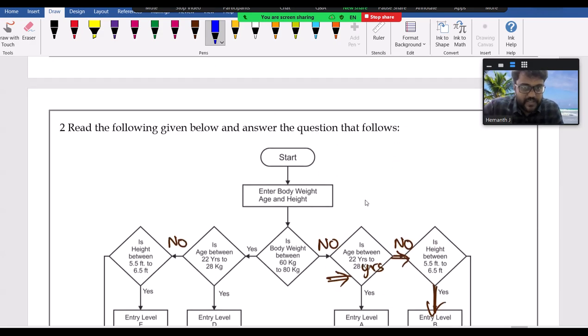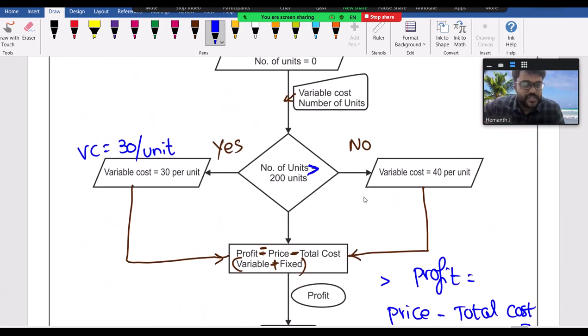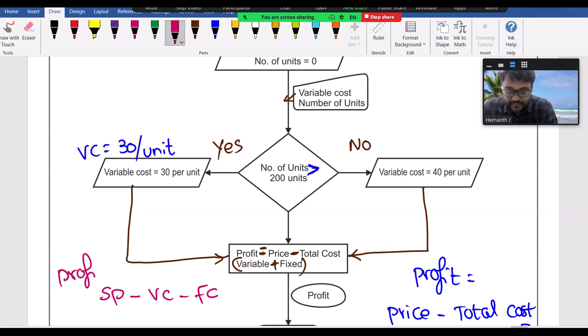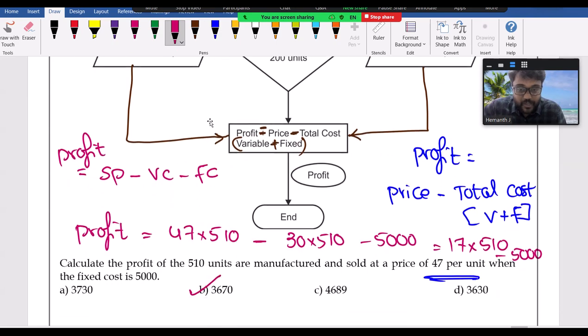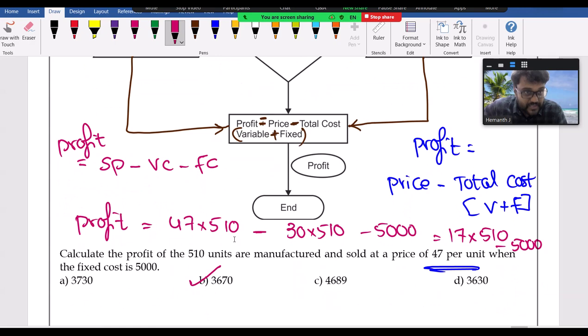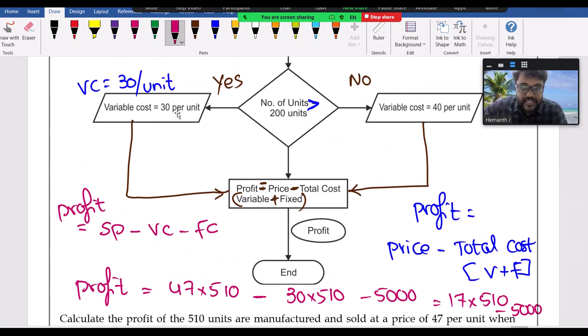Right. Now see a previous question. The question is like we have to take, this is greater than. If number of units given is greater than 200, go to variable cost as 30. Profit is given as price minus total cost. Total cost means variable cost plus fixed cost, and price means selling price. Profit is this. What is the selling price for one unit? Below, the given 510 units are manufactured. If it is 510 units, I have to take variable cost as 30 per unit.